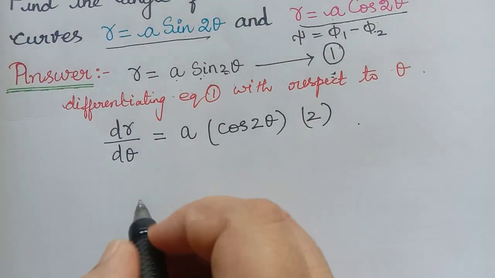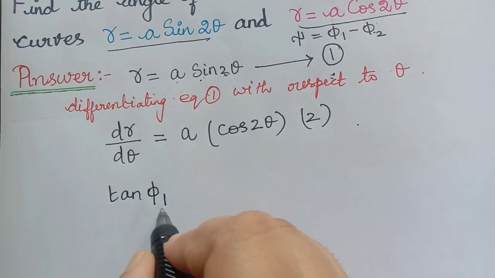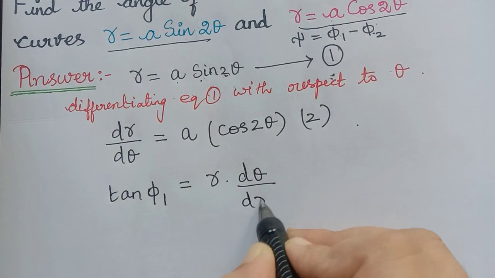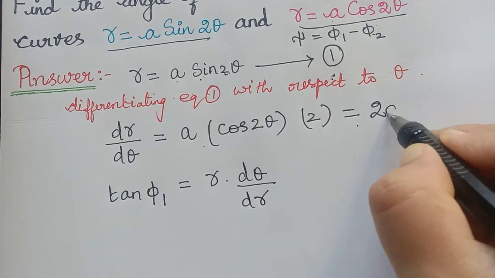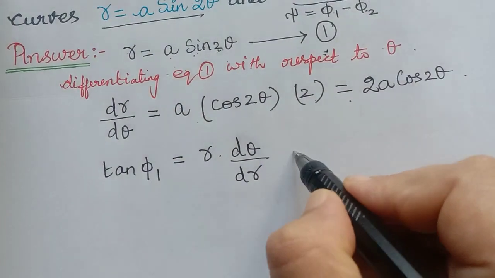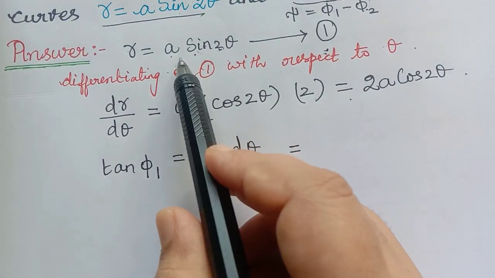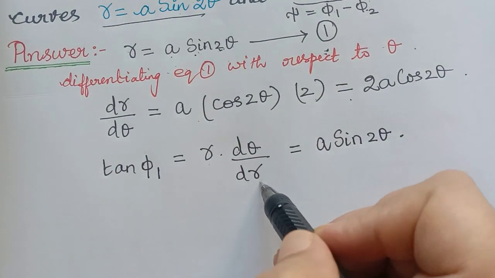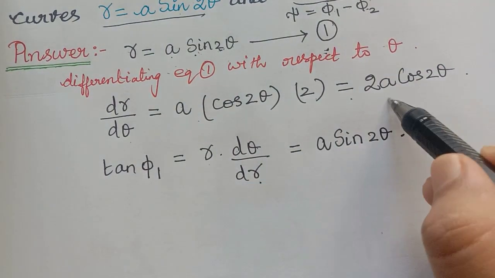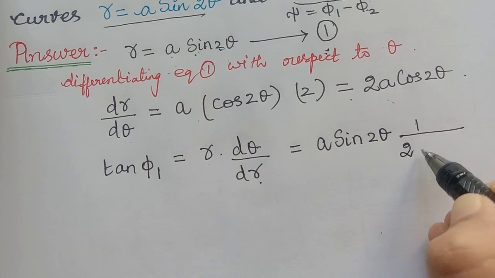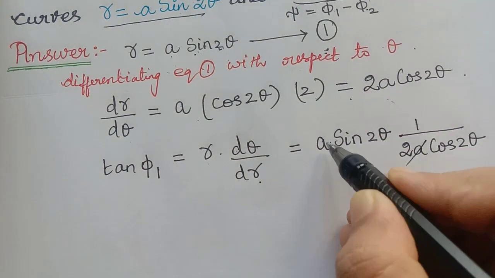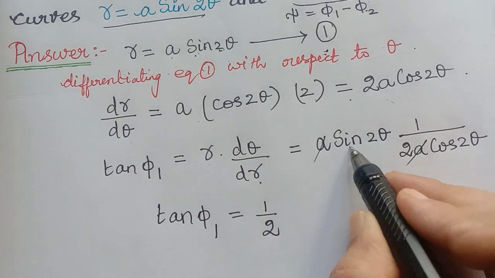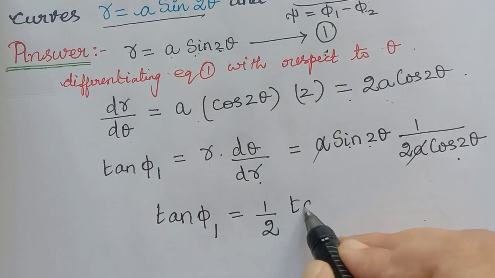Next we have to find tan φ, that is tan φ1, because we are doing it for the first curve. So tan φ1 is equal to r multiplied with dθ/dr. Now what is r? From equation 1 we know that r is a sin 2θ, multiplied with dθ/dr, which is the reciprocal of dr/dθ, that is 1 divided by 2a cos 2θ. If you see, a and a get cancelled, and finally we get tan φ1 equal to 1/2 times sin 2θ by cos 2θ, which is tan 2θ.